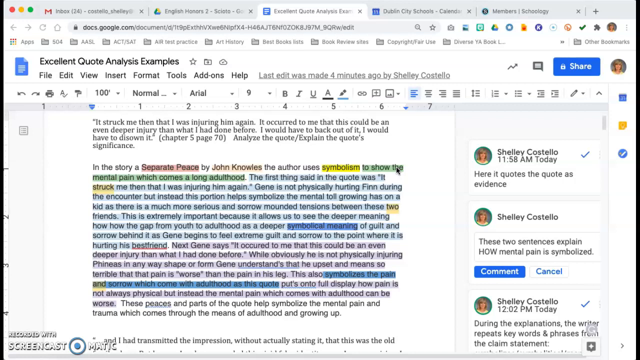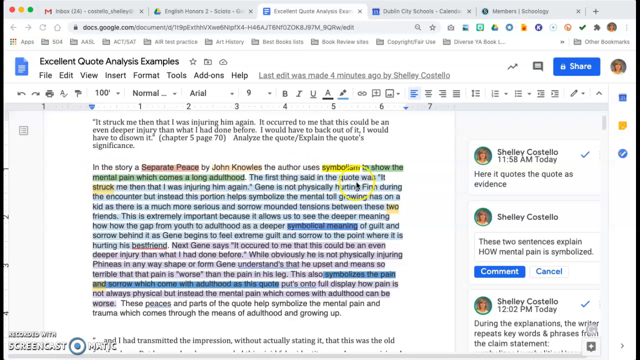All right. So yes, this student has had some typos, but we're not going to criticize that. We're looking at the format and the flow. Okay. So that's 4 of the 5 rules of the road. The entire claim statement then is, in the short story, A Separate Peace by John Knowles, the author uses symbolism to show the mental pain which comes through adulthood.